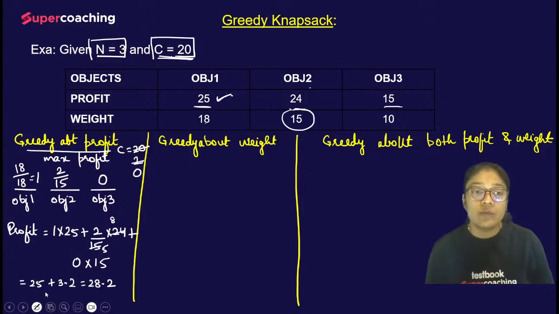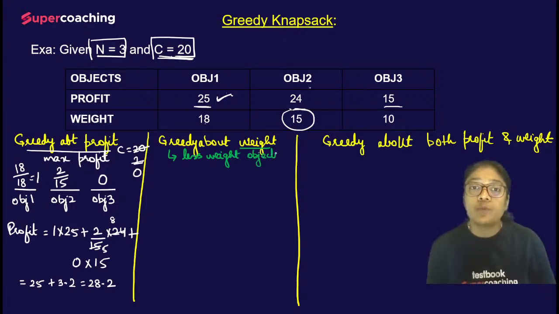Similarly, we'll calculate when it's greedy about weight. That means it wants to carry more and more objects. So it will be looking at the less weight objects, because only if it takes the lower weight objects will it be able to carry more objects, right?